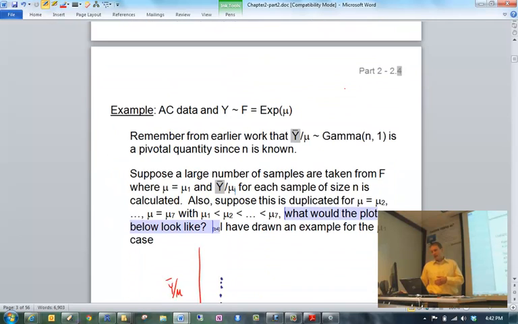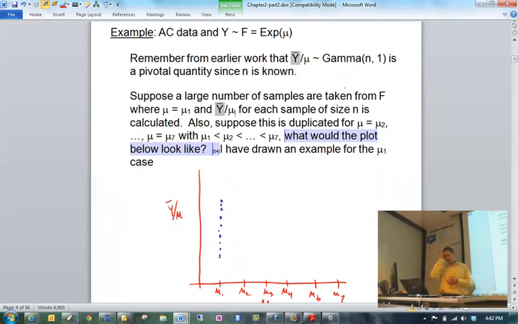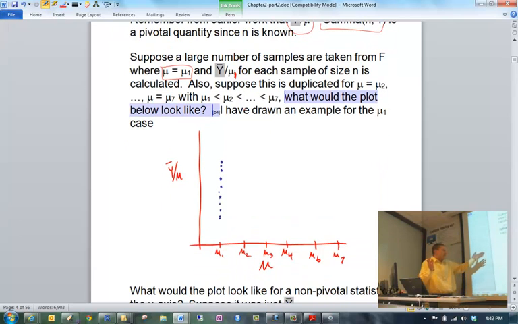So let's take a look at a little example here to help emphasize the point. Earlier we worked with this. Y bar divided by mu was gamma n1, a pivotal statistic. So suppose I take a large number of samples from f where mu is equal to, let's call it mu1, and let's put 1 here. And I calculate y bar divided by mu every single time. And let's say I plot my data that I get from my sample. So here's mu1, here's my y bar divided by mu, and I plot this right here.